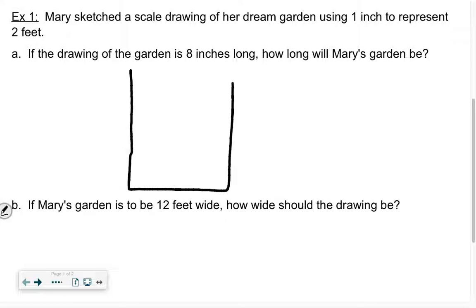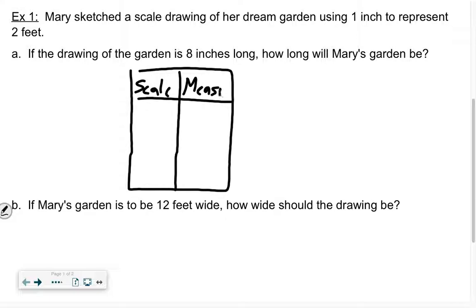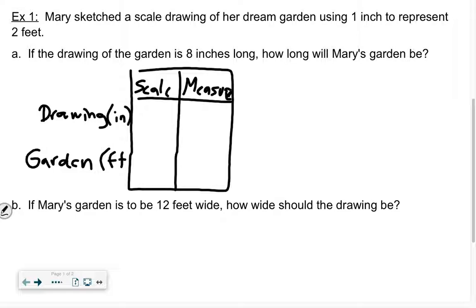If you don't see it, let me walk you through how we use the chart here. Again, on the left we have our scale. On the right we have the measure. Our two categories that we're looking at are the drawing, and we also have the garden. Now notice the difference in our units. The garden is going to be in feet, and the drawing is in inches.